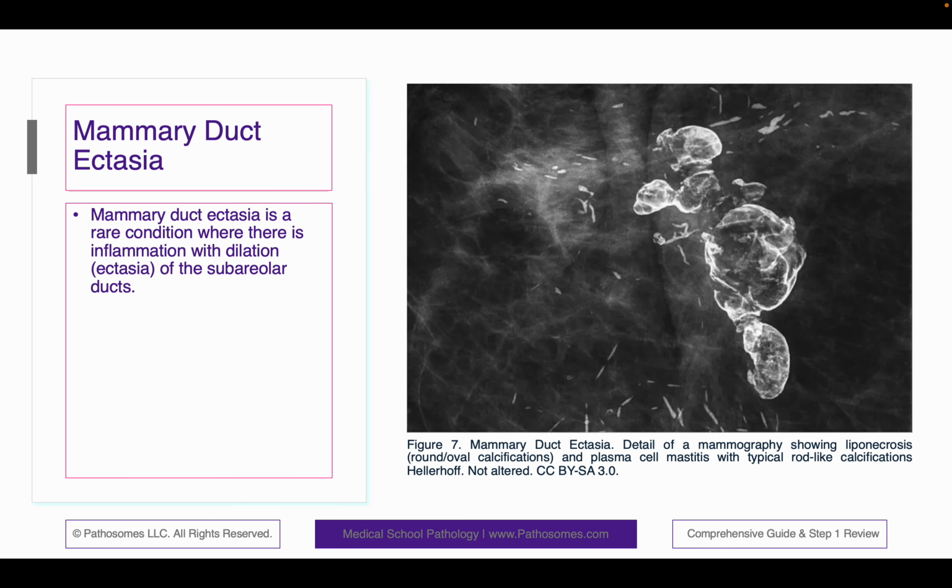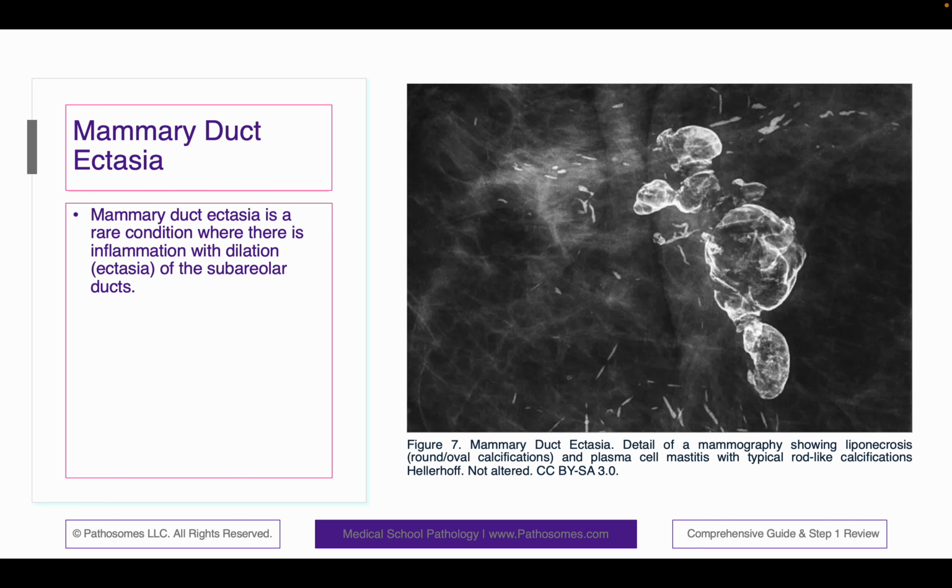Now let's talk about another entity that you must be aware of, called mammary duct ectasia. What's mammary duct ectasia? Mammary duct ectasia is a rare condition where there is inflammation with dilation of the subareolar ducts. And FYI, ectasia, for all intents and purposes, is a synonym for dilation.